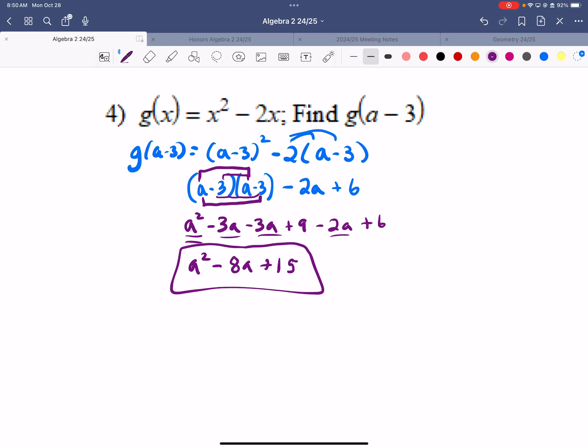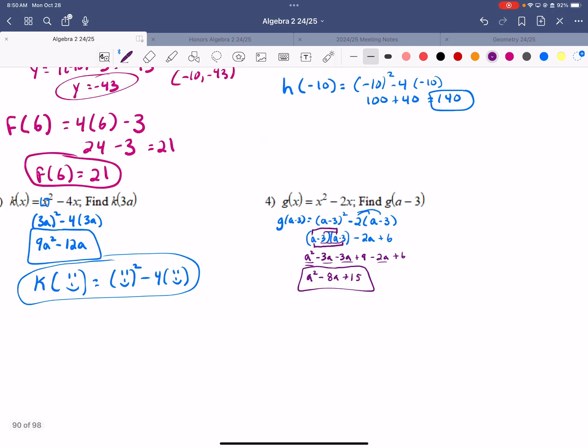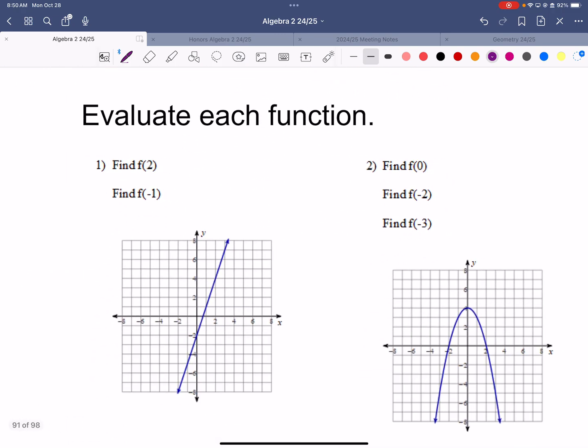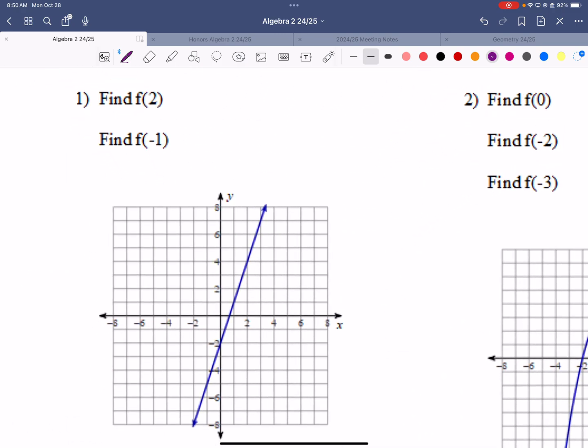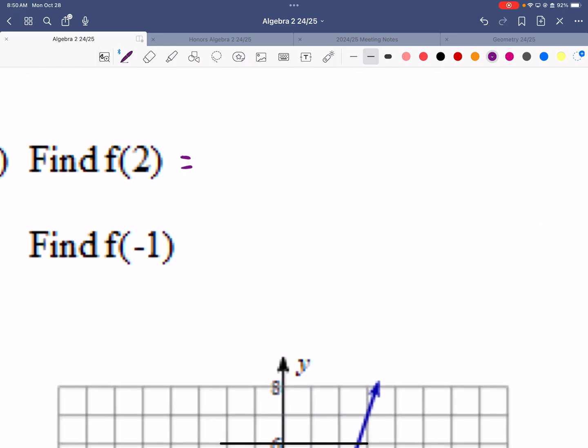And those are all functions, different functions that we look at. The other way we can evaluate functions then is we can evaluate functions on a graph. What you keep in mind when you're evaluating functions on a graph, keep in mind that this is your x value in the coordinate plane. F of 2 is going to have an x value of 2.